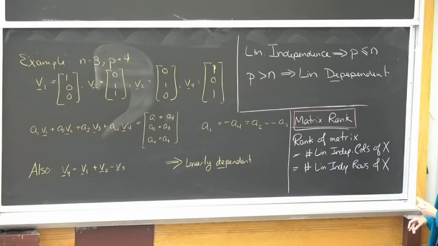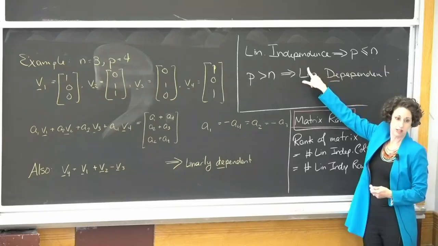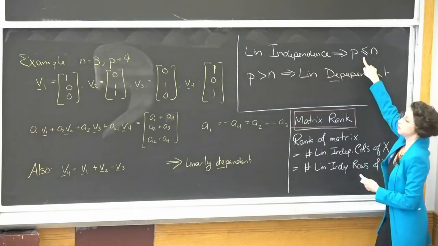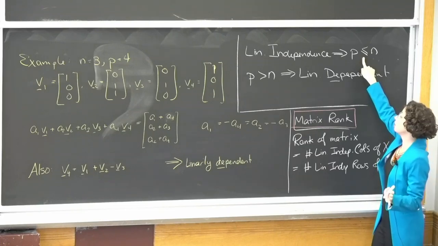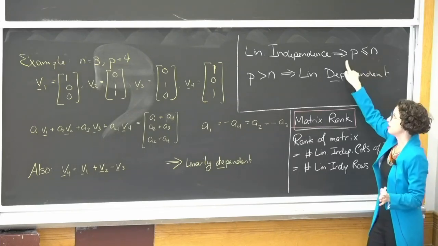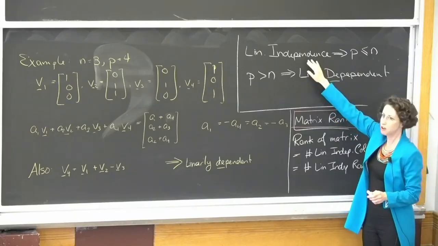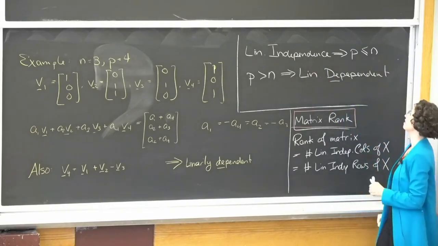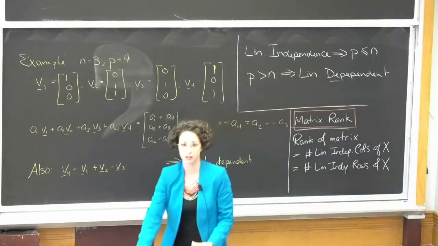For the p less than or equal to n case, I feel like you can also construct a matrix where it's still linearly dependent. Right, so these arrows are not going both ways. I'm saying if it's already linearly independent, then p must be less than or equal to n. But you could certainly construct a matrix where p is less than n, but you do not have linear independence, right? I'm just saying, if you know it's linearly independent, then you must have p less than or equal to n. Fantastic point. Are there any other questions?